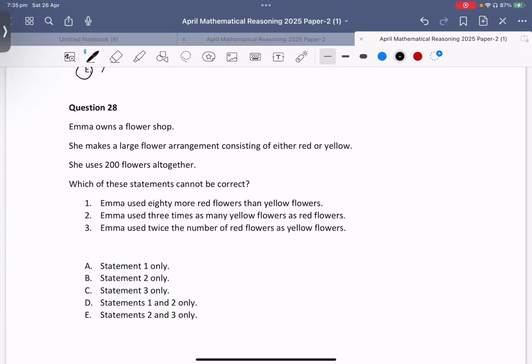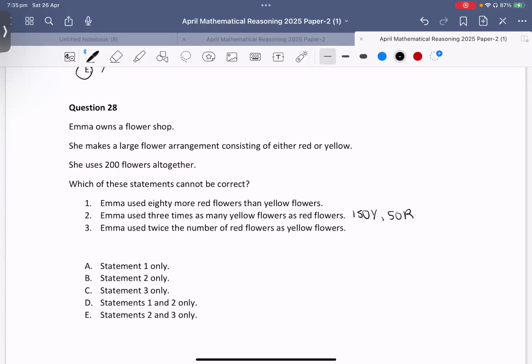So Emma uses 80 more red flowers than she does with yellow flowers. She used 3 times as many yellow flowers as red flowers, or she used twice as many red flowers as yellow flowers. Okay, let's have a check of whether these work. I think number two is probably the easiest one to prove, which is if she used 150 yellow flowers and 50 red flowers. I think that one is pretty straightforward.